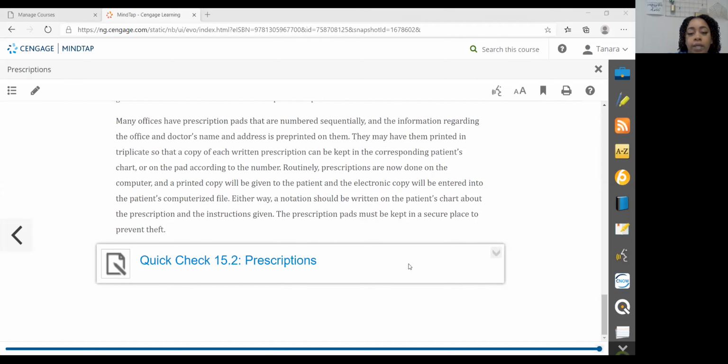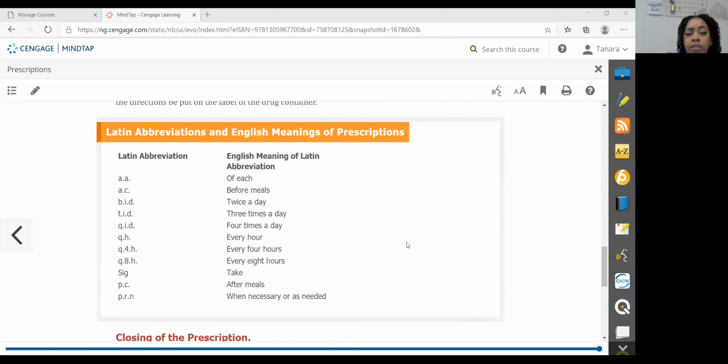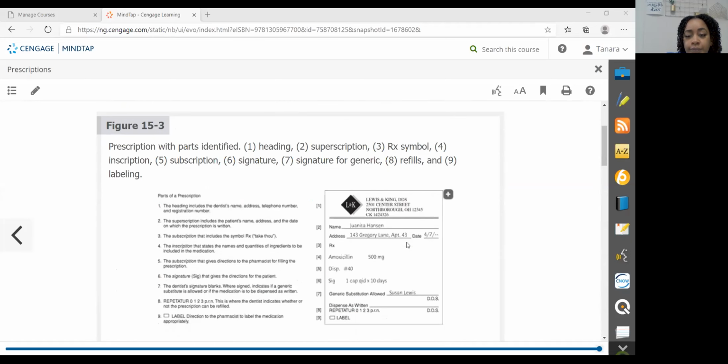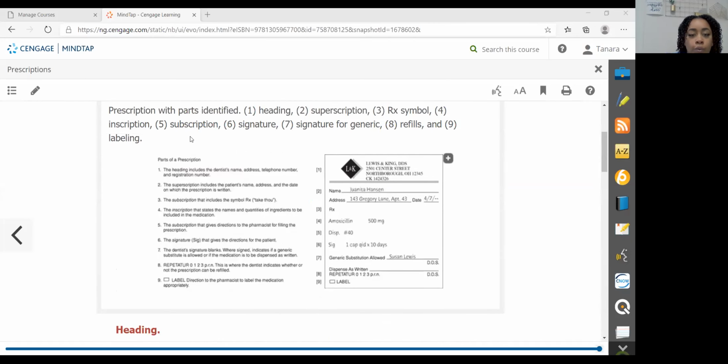All right. So as I was saying earlier, if you go into your textbook and turn to page 312, it gets into the different parts of the actual prescription. Okay, so you have about 9 different parts of your prescription that is very important for you to learn. As I said before, you have, and let me just get my pencil, here, number one, of course, would be your heading.